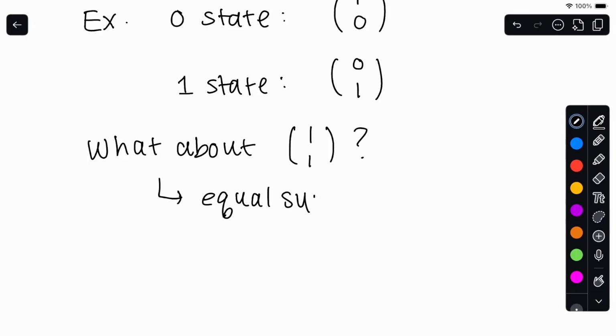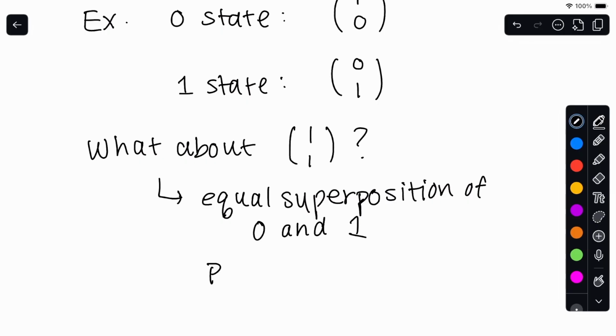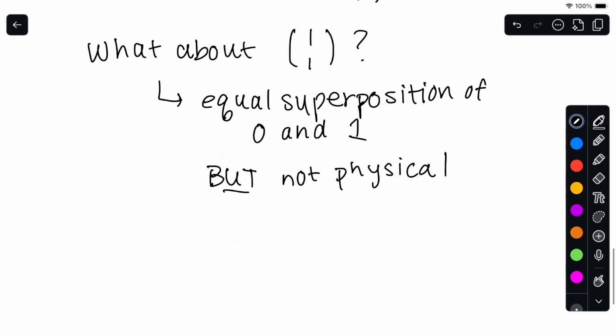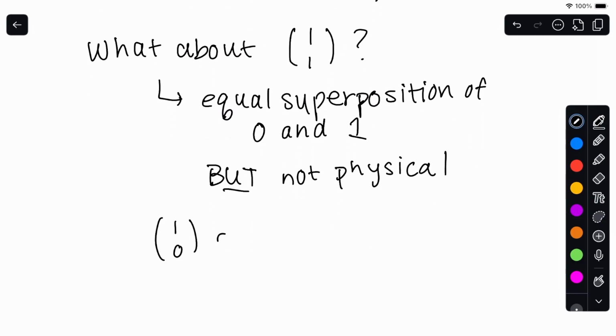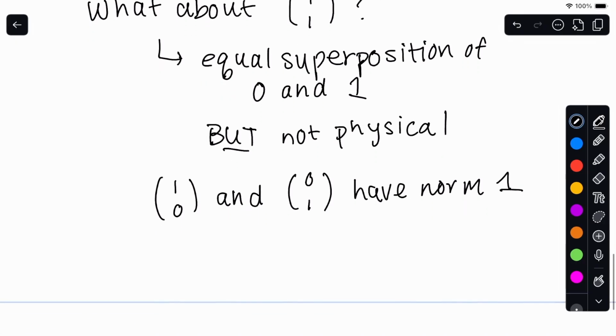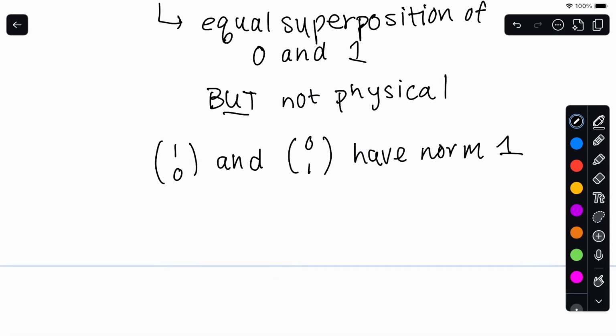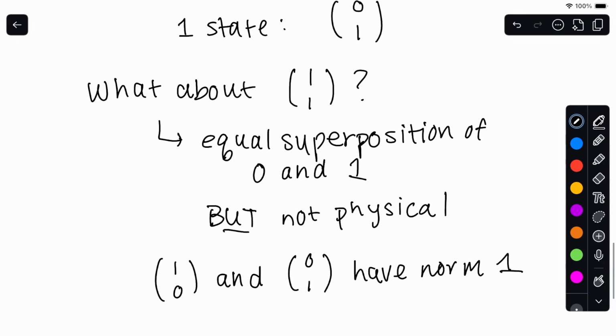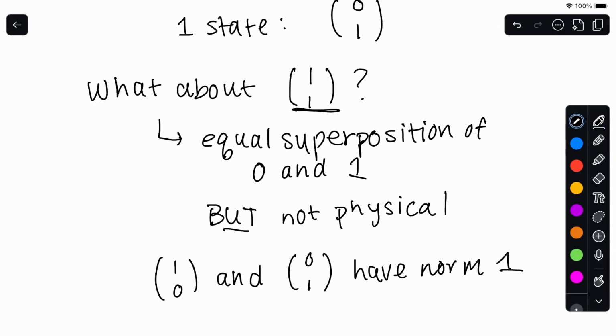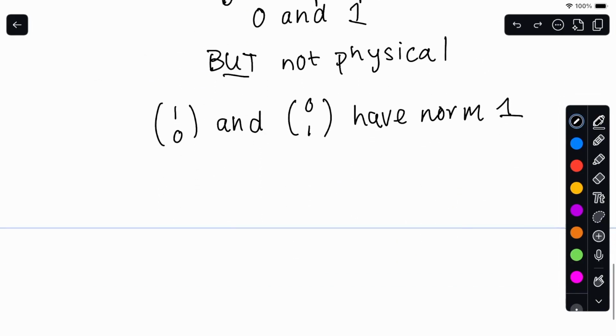So this vector shows an equal superposition between 0 and 1, but it's not necessarily physical. This is because our states 0 and 1 have a norm or length of 1, and it turns out that this is a requirement for a quantum state. We're going to discuss this more later. But basically, if we wanted to have an equal superposition state like this, we would need to normalize it.